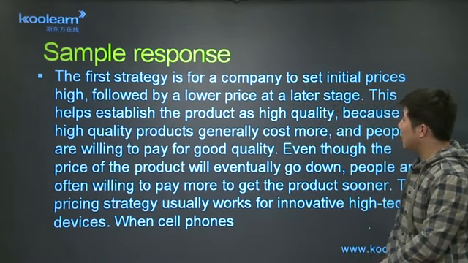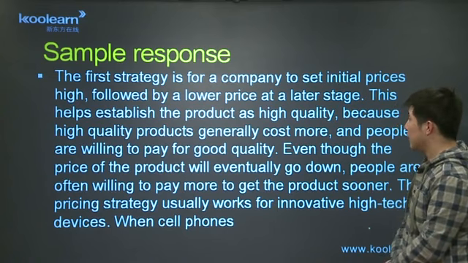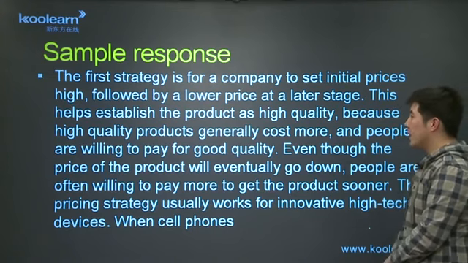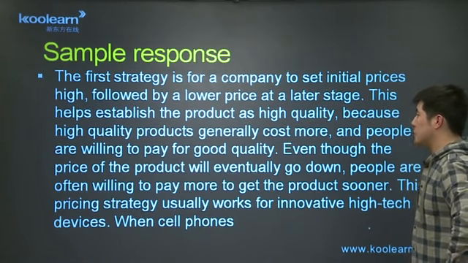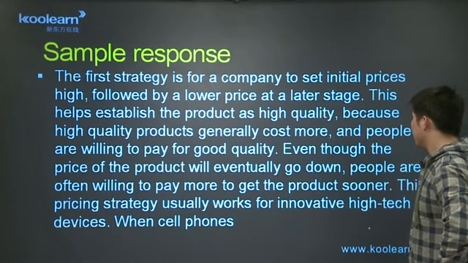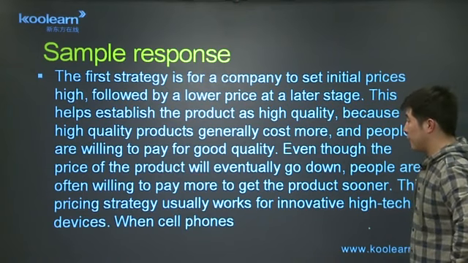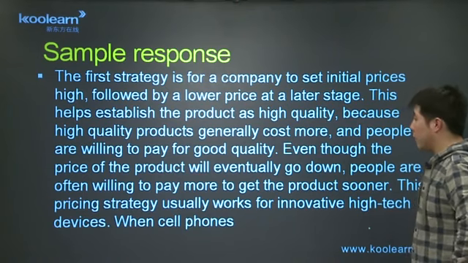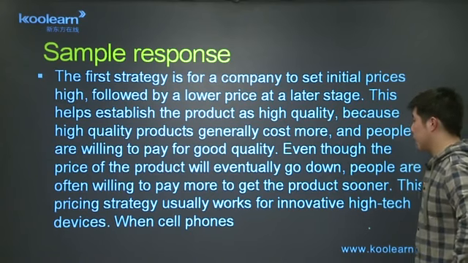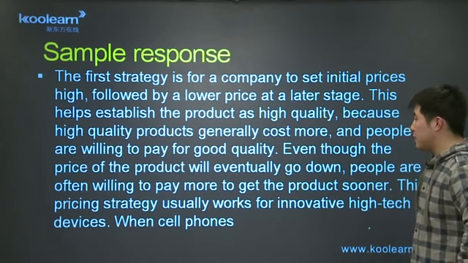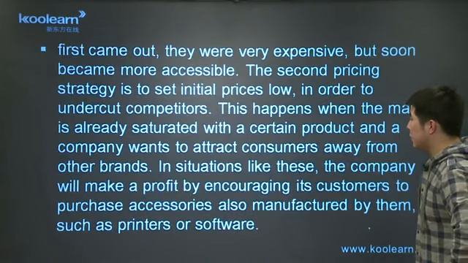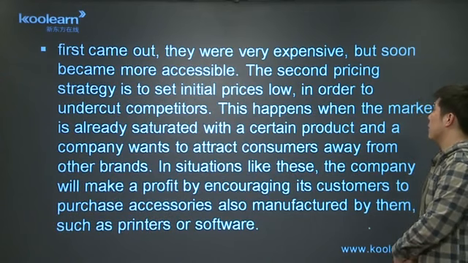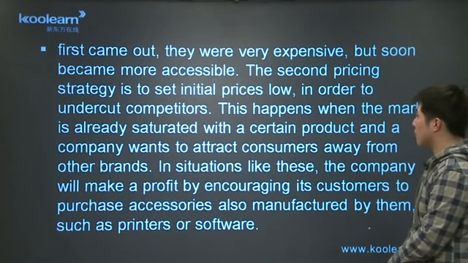price high, followed by a lower price at a later stage. This helps establish the product as high quality because high quality products generally cost more, and people are willing to pay for good quality. Even though the price of the product will eventually go down, people are often willing to pay more to get the product sooner. This pricing strategy usually works for innovative high-tech devices. When cell phones first came out, they were very expensive, but soon became more accessible.